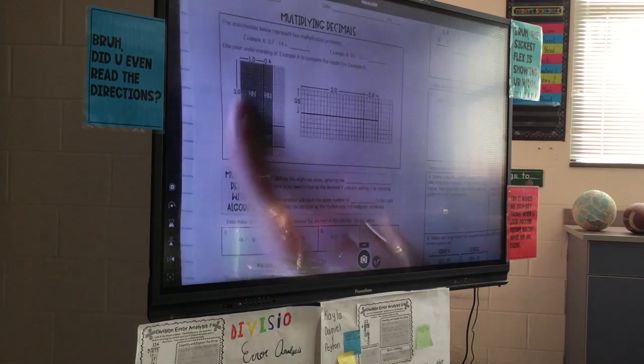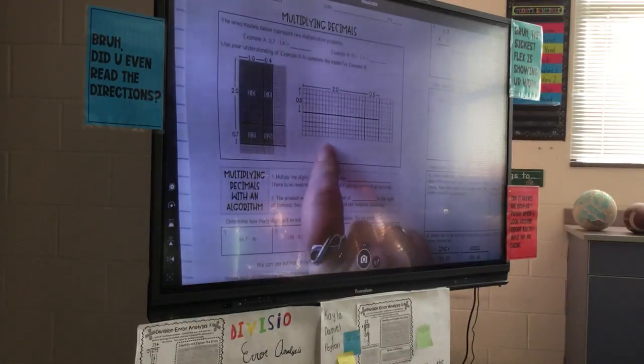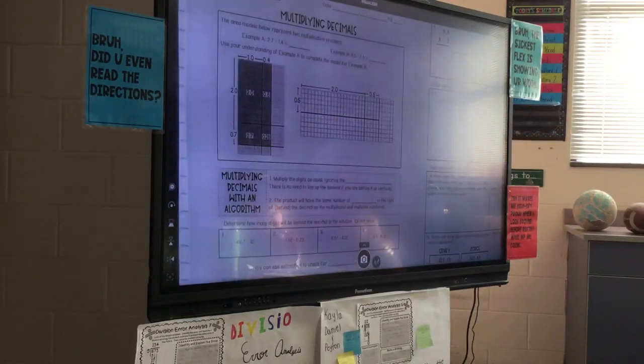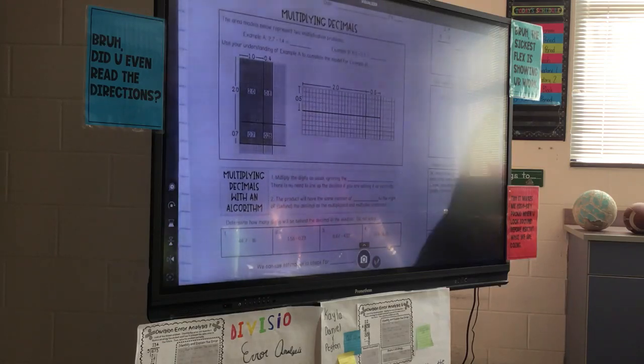Now, these two are area models. Again, remember, we do try to show you a couple different versions of strategies to use. I'm not a huge fan of area models, but I also want to try to be as fair as possible to you guys and make sure that everybody has every possible strategy that is available. So this is an area model.